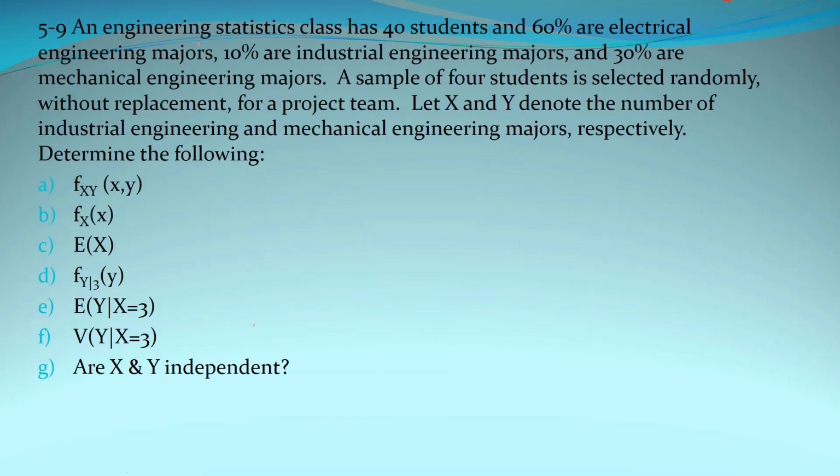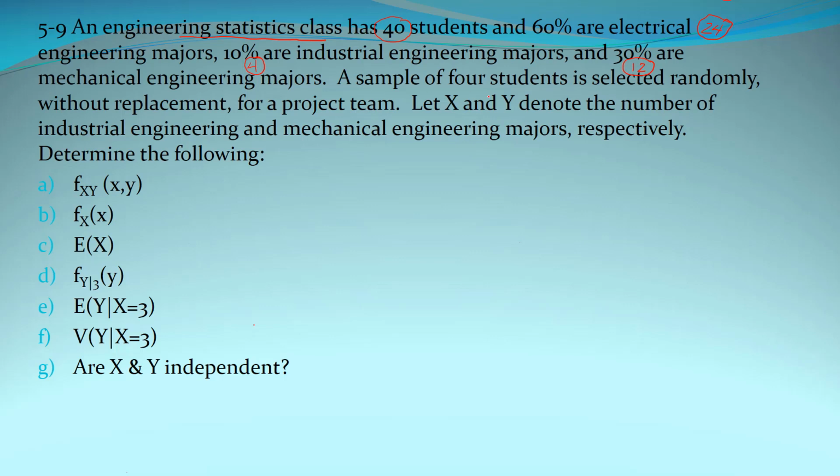So let's take a look at a typical example. This one involves an engineering statistics class, much like our own, that has 40 students in it. 60% are electrical engineering majors, so that means 24 actual students. 10% of them are industrial engineering majors, so that means 4 actual students, right? And 30% are mechanical engineering, so that would mean 12 actual students.